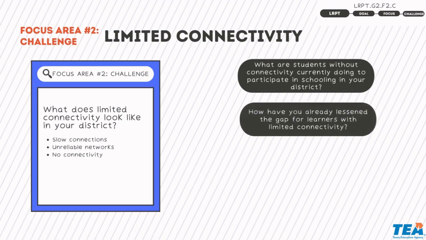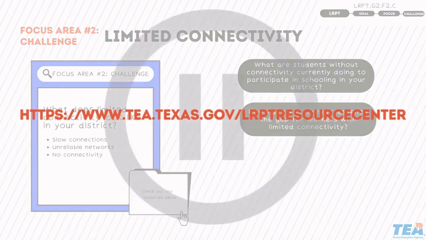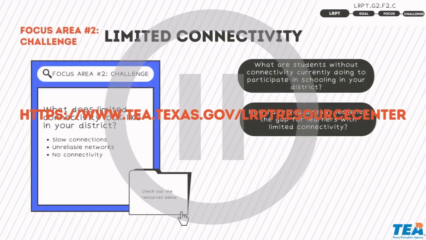Now, think about the progress you have already made for your students with limited connectivity. How have you already lessened the gap for these learners? What steps have you taken to give them accessibility? Check out the resources below for more information on limited connectivity. Pause the video here to note in your workbook some of the specific challenges your district has faced with limited connectivity.